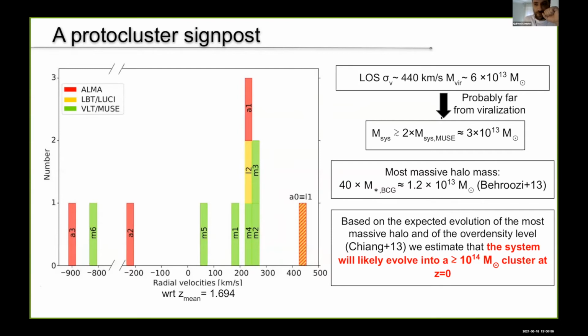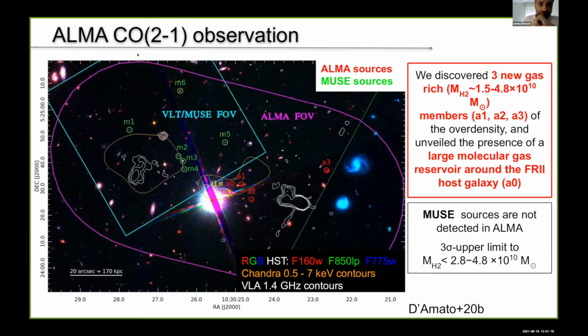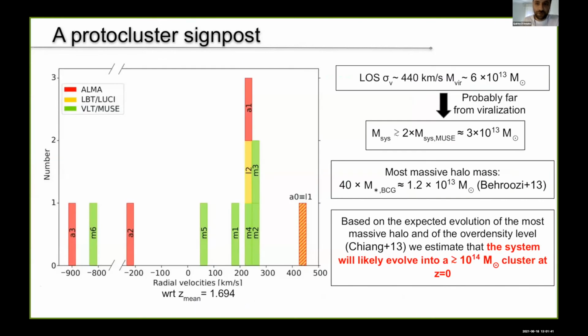So we can provide a second estimate on the basis of the overdensity of the known members, because Gilli et al. in 2019 derived a current mass for the structure of 1.5 times 10^13 solar masses on the basis of the overdensity of the MUSE sources. And if we consider that the sources newly detected with ALMA are all located westward, on the other side of the FR2 core, in a similar area to those detected with MUSE, we can infer that the current structure mass is at least double that derived with MUSE.